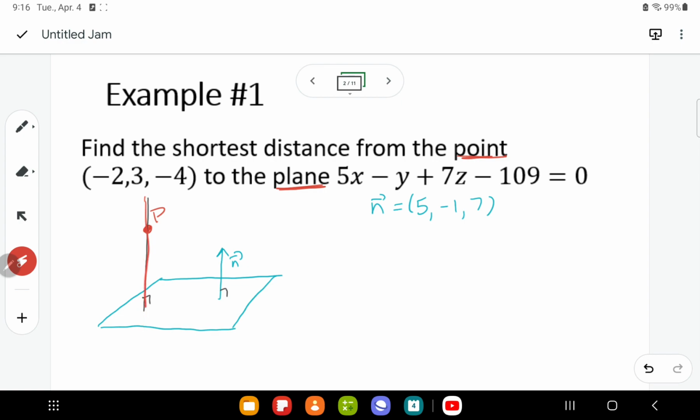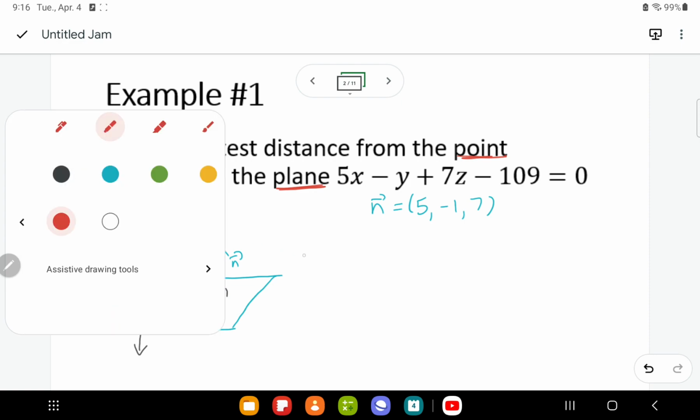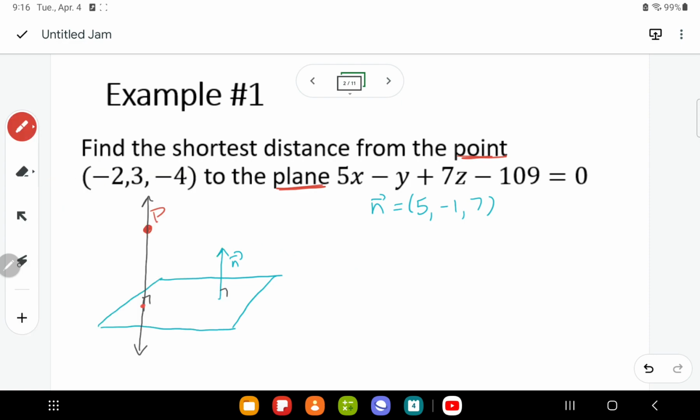And that's actually going to be a line. So I'm going to draw a line kind of farther down through the plane because that's going to go on forever. And there's some point here, and I'm going to call that Q, where that line meets the plane. And this distance between P and Q is what I'm looking for. So we want to kind of plan out our strategy.